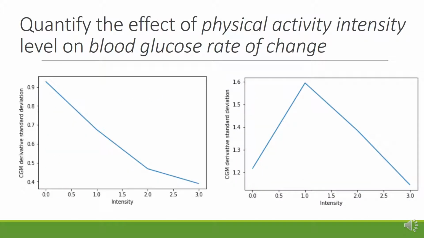We first aimed to quantify the effect of physical activity intensity level on blood glucose rate of change. Here we have 2 patients, and when intensity and the standard deviation of the blood glucose rate of change are plotted together, the standard deviation decreases with increasing intensity, even though you can see that these 2 patients have different ranges for their glucose variability.